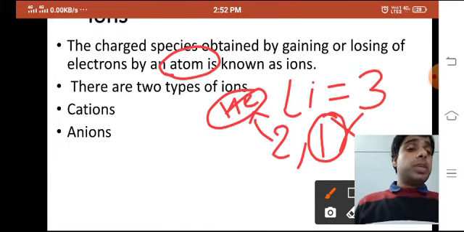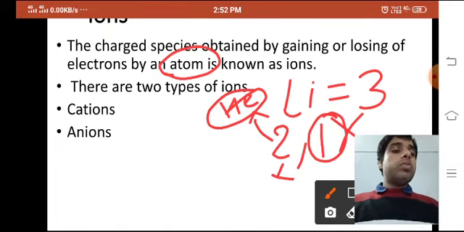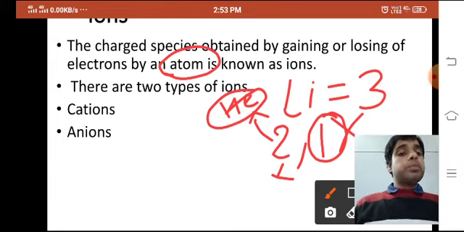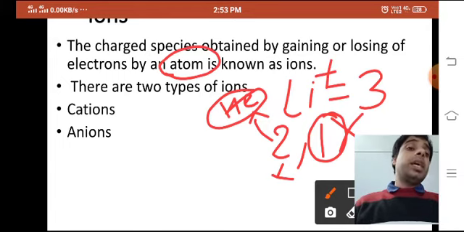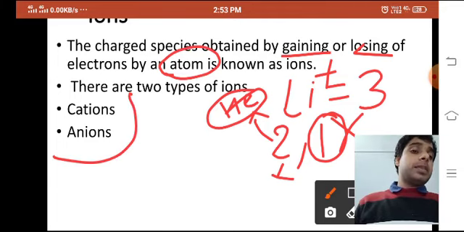So 2 is a stable one. This one electron was preventing it, so it has lost one electron. Losing of electron forms a positive charge on this one, so Li positive would be there. That's why it is written the charged species obtained by gaining or losing of electrons by an atom is known as ions. There are two types of ions, cations and anions.